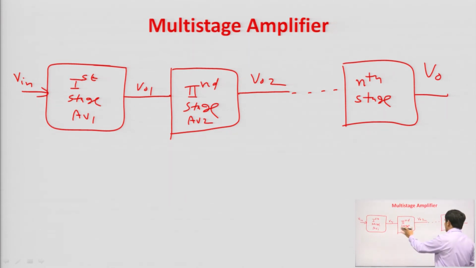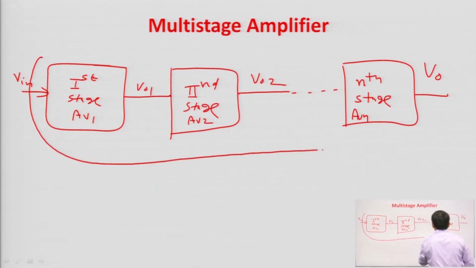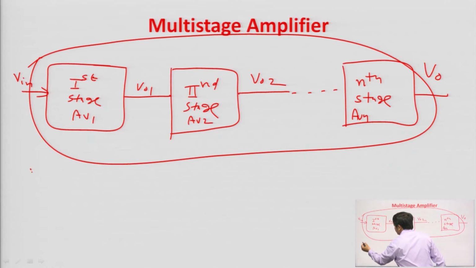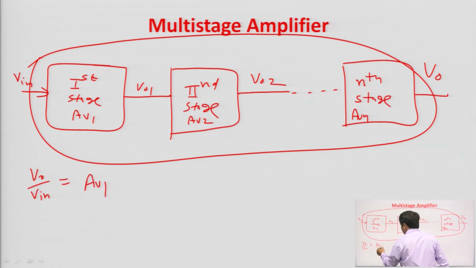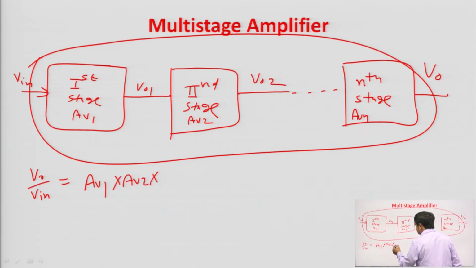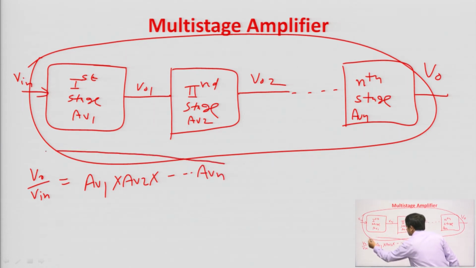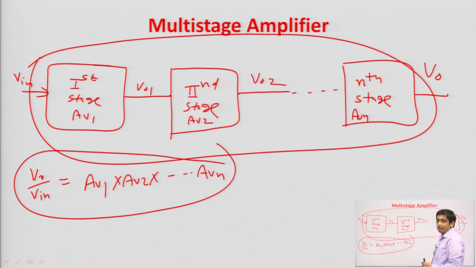Now, if we cascade the amplifiers like this, what will be the gain of the overall structure? The gain of the overall structure will be the voltage gain of the first stage into the voltage gain of the second stage into the voltage gain of the third stage, similarly up to the voltage gain of the nth stage. So, it means that when we cascade the amplifiers, the gain increases.